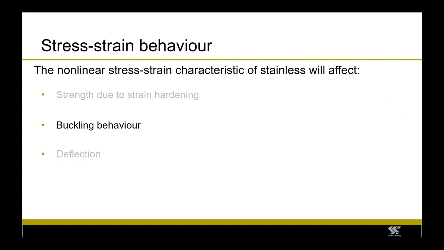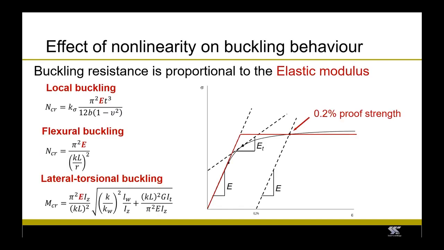Okay, so let's talk about how the stress strain curve of stainless steel affects the buckling behavior. So if you have a look at any of the elastic buckling resistance formulas, you will see that they all have one thing in common, which is that they are all proportional to the elastic modulus of the material. So this is the case for local buckling of plates, for example, column buckling modes, or lateral torsional buckling in the case of beams.